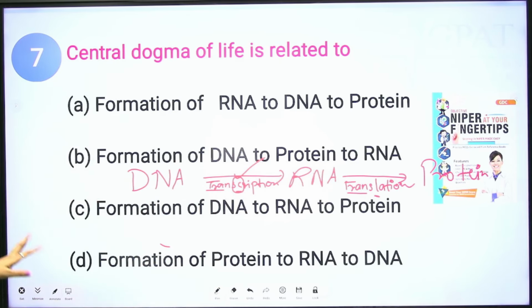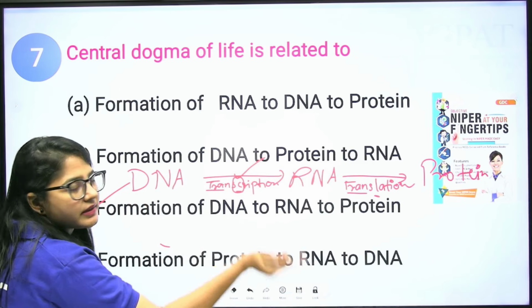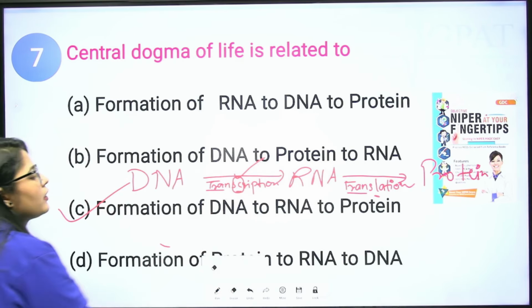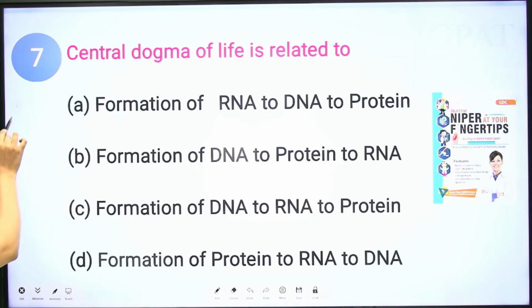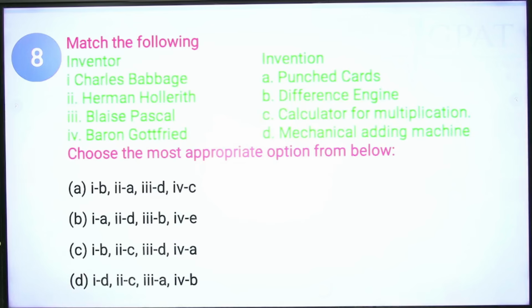Okay? Fine. So see, now what will be the correct answer? Formation of DNA to RNA to protein. This is the central dogma of life. Okay, clear? Now, question number 8.